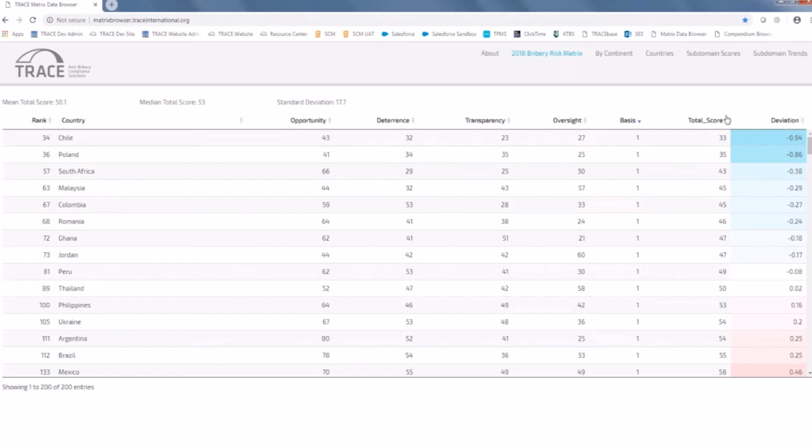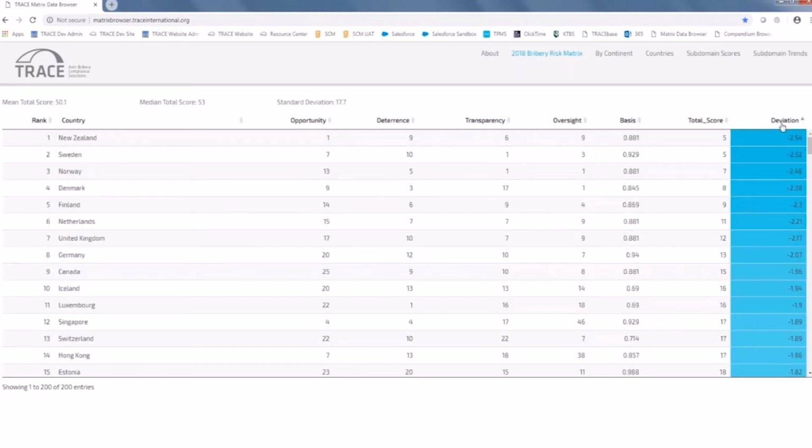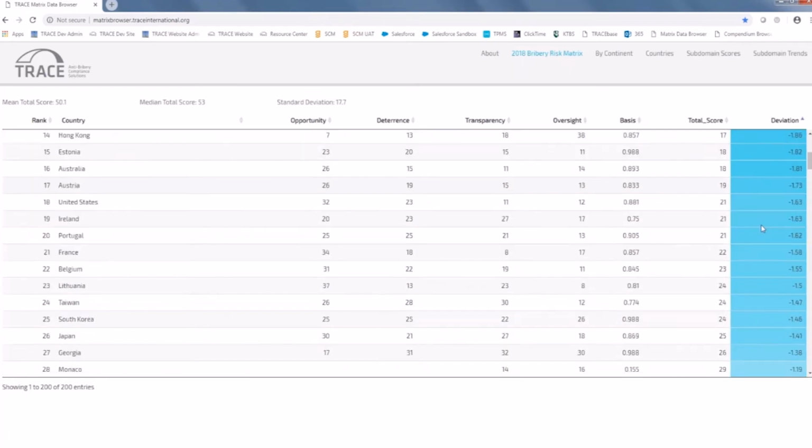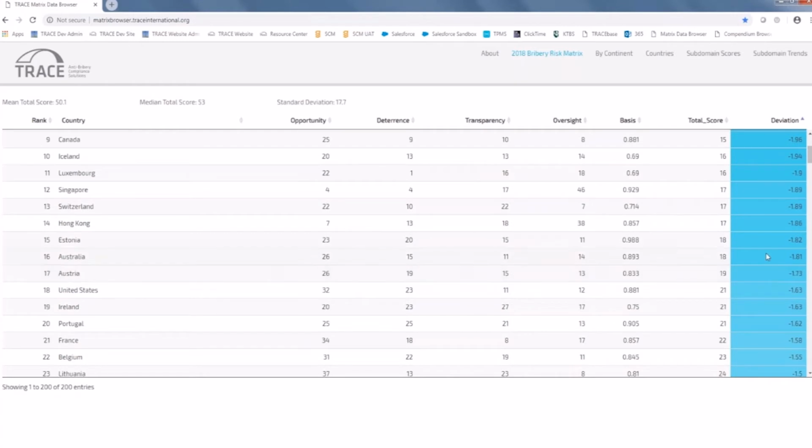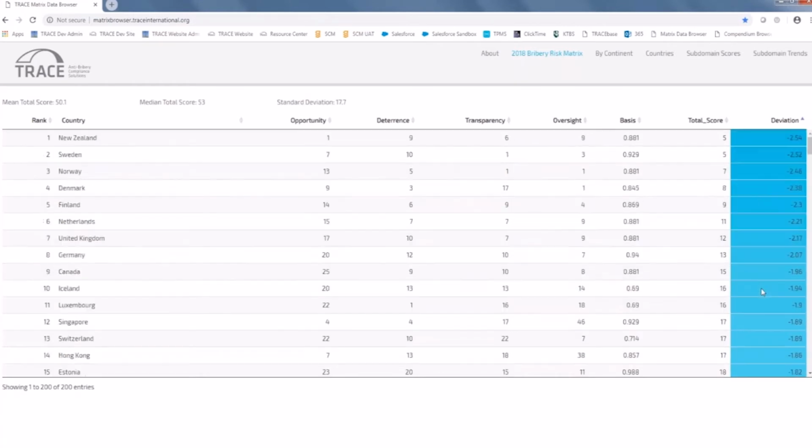So that's how we sort of summarize the risk level. But really what we're talking about is simply the number of standard deviations away. And that is what we have represented here under deviation. Now you'll see if we sort it by deviation, we end up with the same sorting as the rank. And what we see is we've got maybe 23 countries here that are 1.5 standard deviations or more better than the average. And in this case, remember, lower numbers are less risk, higher numbers are more risk.